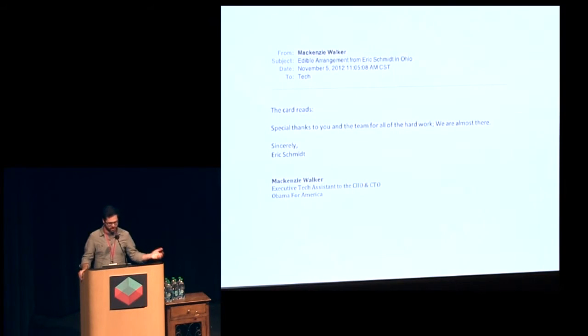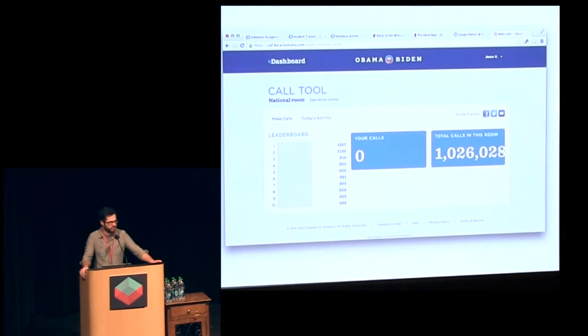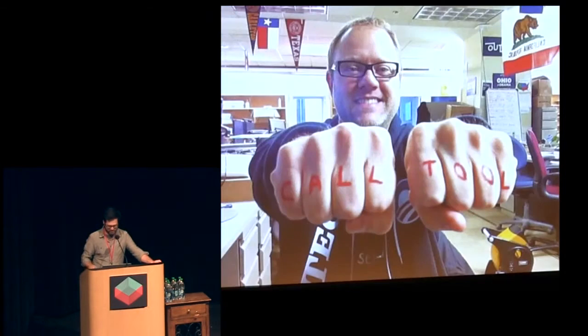So what was actually going on in these final days? We had Call Tool running. So Call Tool was a thing that our team worked on to facilitate voters calling other voters, about different issues, saying, are you registered, that kind of thing. On election day, we facilitated over 1 million calls. If you were watching on this dashboard, go Call Tool.